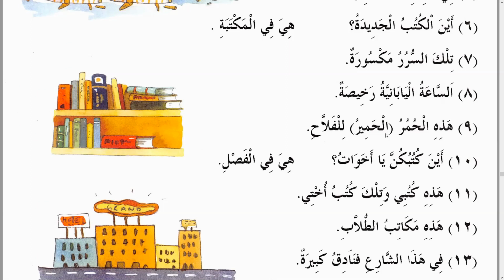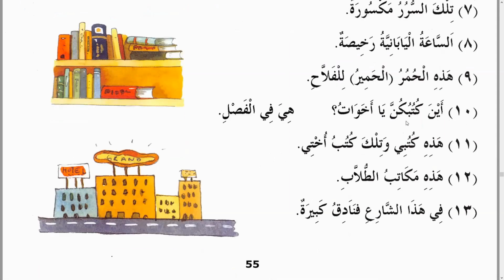Himar. هذه الحمر or الحمير للفلاح. These donkeys belong to the farmer. Fallah is the farmer, right? So we are using هذه. These. We are using the singular feminine here.